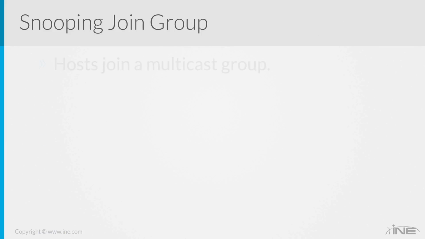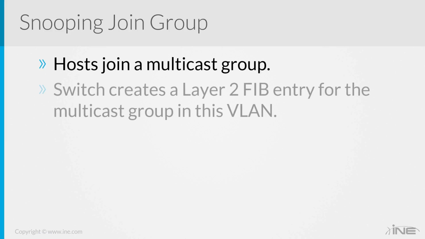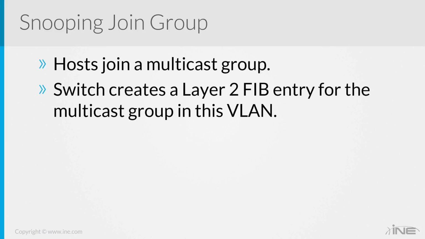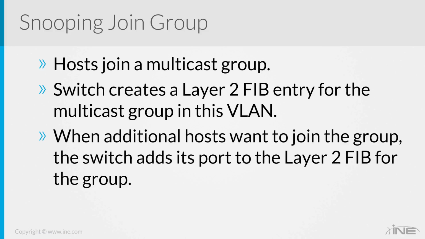Snooping join group. Hosts join a multicast group. Switches create a layer 2 FIB entry for the multicast group in this VLAN. When additional hosts want to join this group, the switch adds its ports to the layer 2 FIB for the group.